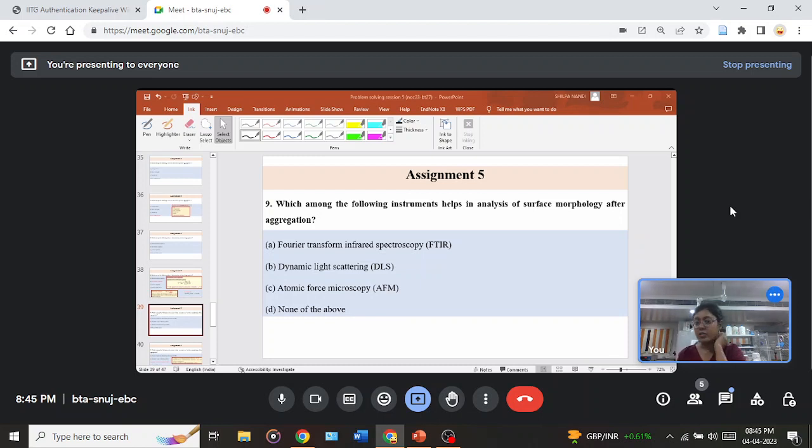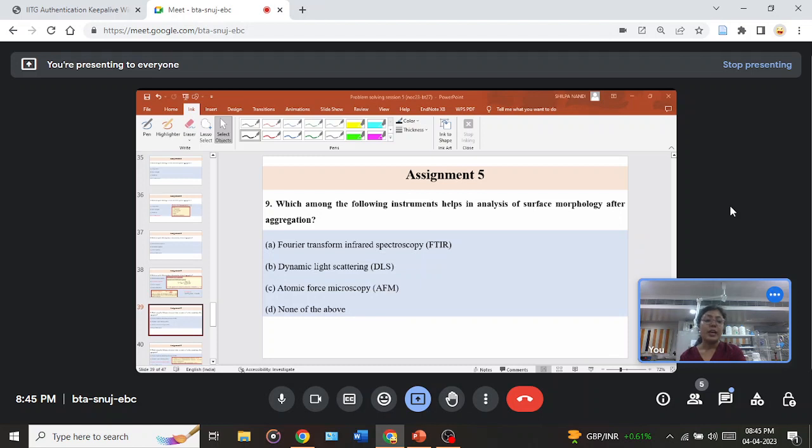Okay, we will try to answer this question. So, as you can see, your first option is FTIR, that is Fourier transform infrared spectroscopy. This particular instrument helps you in analyzing the secondary structure of the protein. So, it does not directly tell you about the surface morphology. However, it tells you what kind of secondary structure is present in the protein.